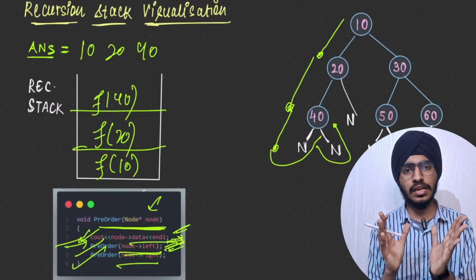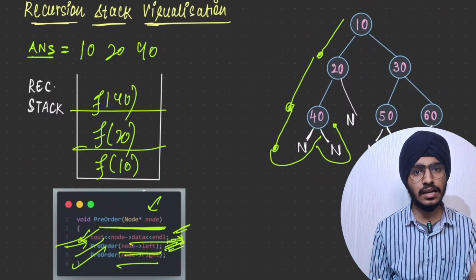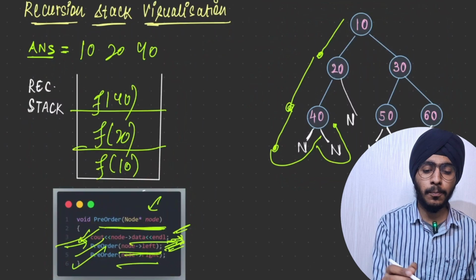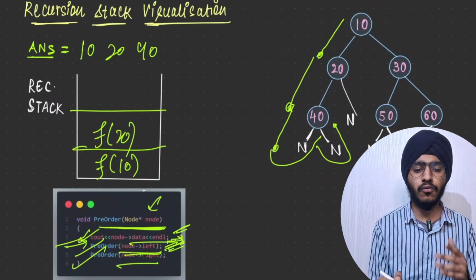Now the stack only keeps the things which we need to operate upon. But 40 is already completed. 40's left is also done. 40's right is also done. So we will pop out 40 from the stack. Now 20 will say where I was.